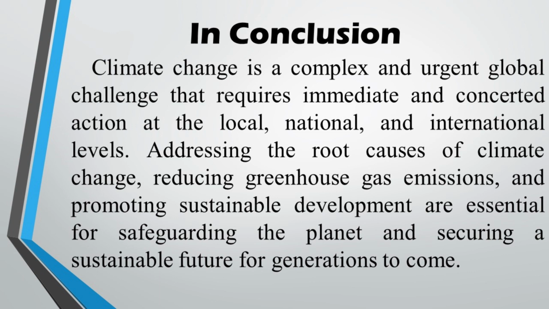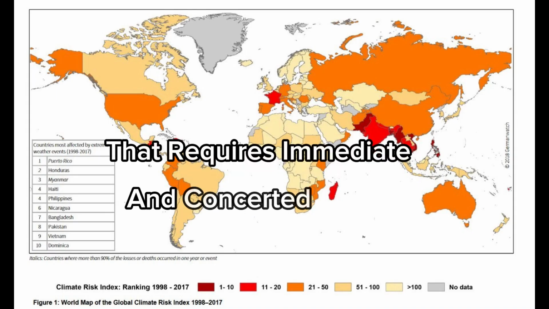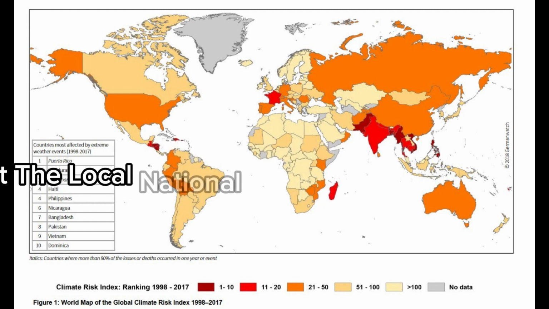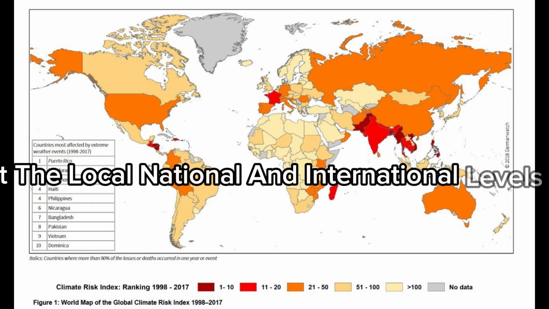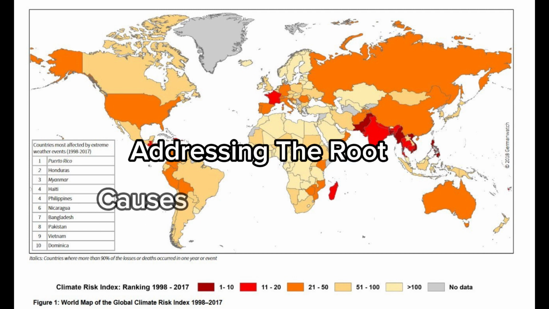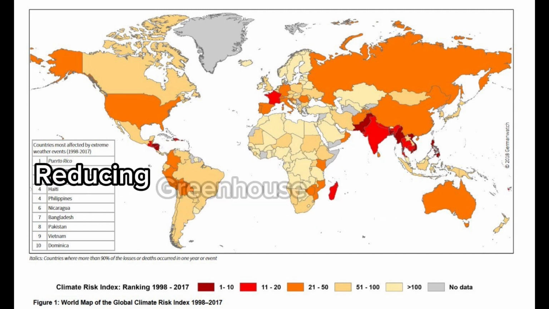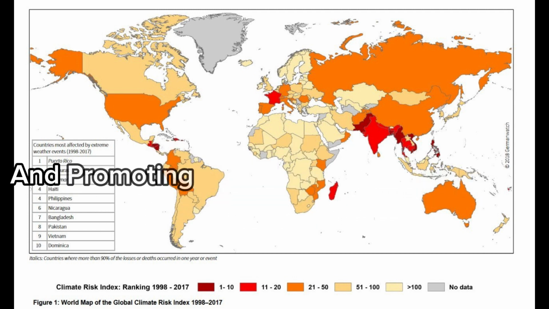In conclusion, climate change is a complex and urgent global challenge that requires immediate and concerted action at the local, national, and international levels. Addressing the root causes of climate change, reducing greenhouse gas emissions, and promoting sustainable development are essential for safeguarding the planet and securing a sustainable future for generations to come.